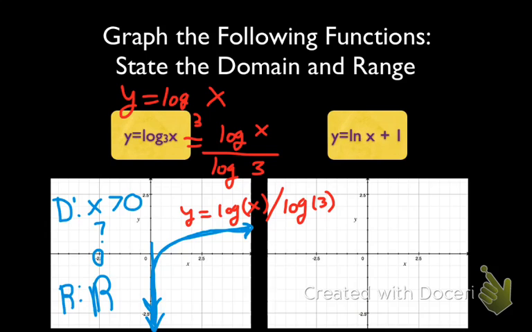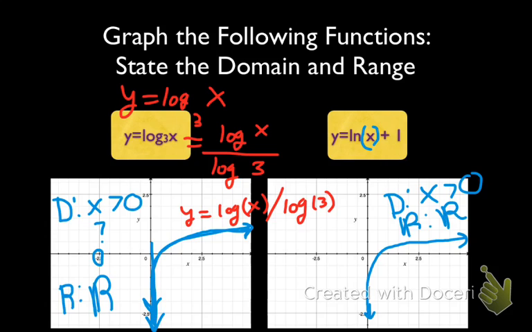Written like this is the natural log of x plus 1. Okay, so it is not the natural log of x plus 1 inside; in other words, the 1 is not inside the parentheses. Domain is going to be x greater than 0, and the range, sorry, they happen to be the same, but the range is all real numbers.